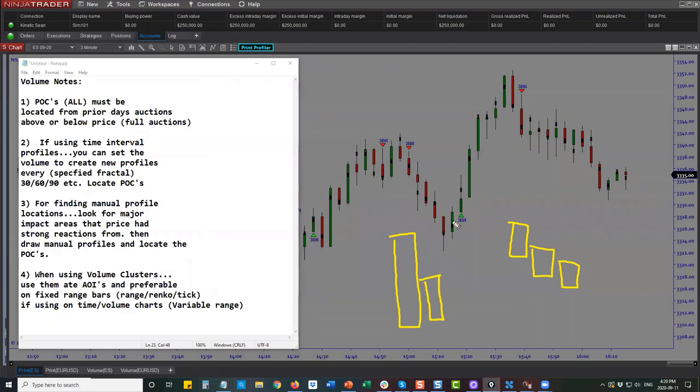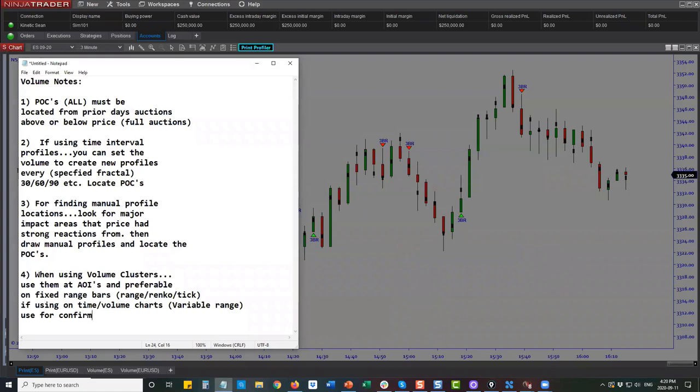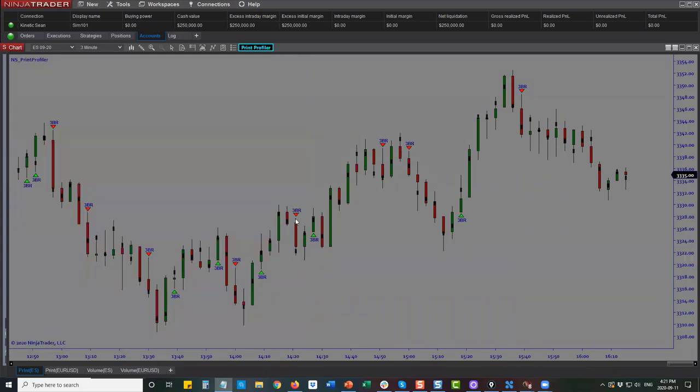You're going to use the volume shift for confirmation because the bars are going to signal the shift at the close of the bar. So what you want to do is make sure that when using the volume clusters, use them at areas of interest. If using on time variable range, use for confirmation at levels. Use for signals. Does that make sense, guys? Because volume on a micro level, if I have this on a range chart, I could enter at the bar close as a trading system.